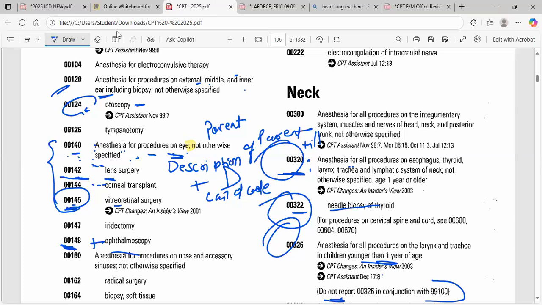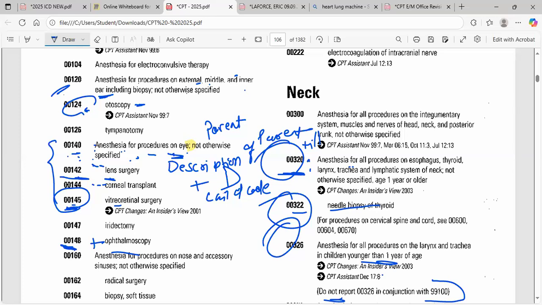Let me give you one question to understand whether you are able to read the description of the code or not. So we will proceed with one question. Now let's discuss this question together.